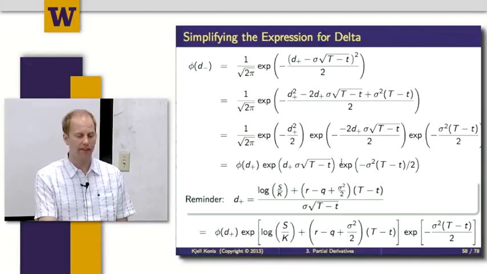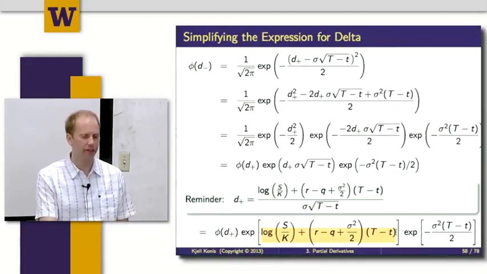So all that's happened is this d plus sigma square root of t minus t has just become the numerator of the definition of d plus. And then the bit in the right-hand term has stayed the same, just sigma squared t minus t over 2, and it's negative.